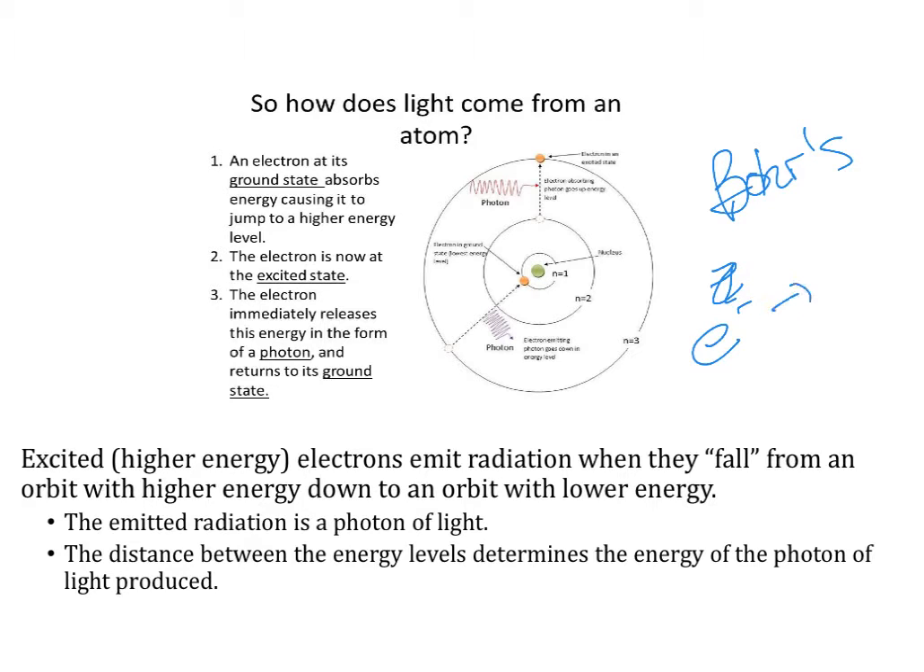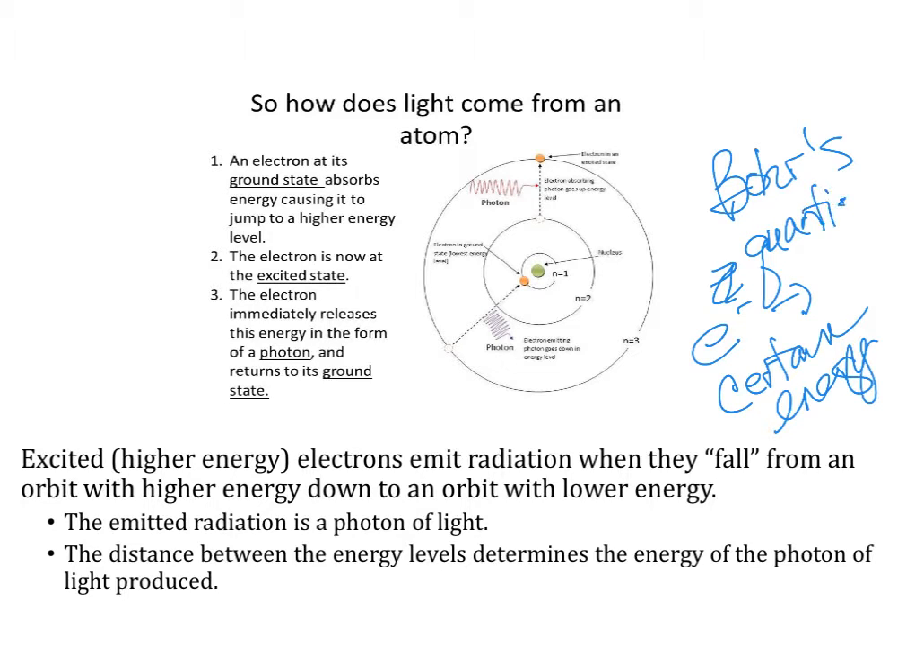Electrons exist only in certain energy levels. They can't just contain any amount of energy; they have to be in specific energy levels. And so we say that electrons are quantized, okay?